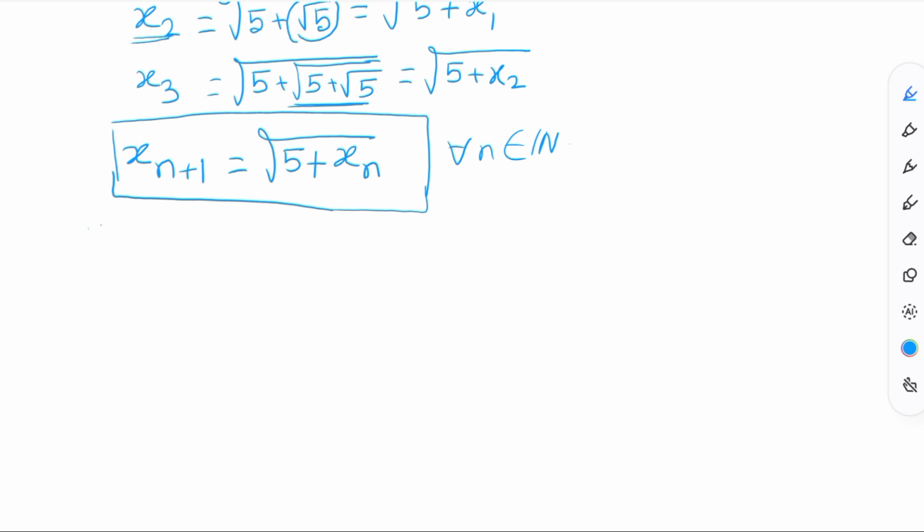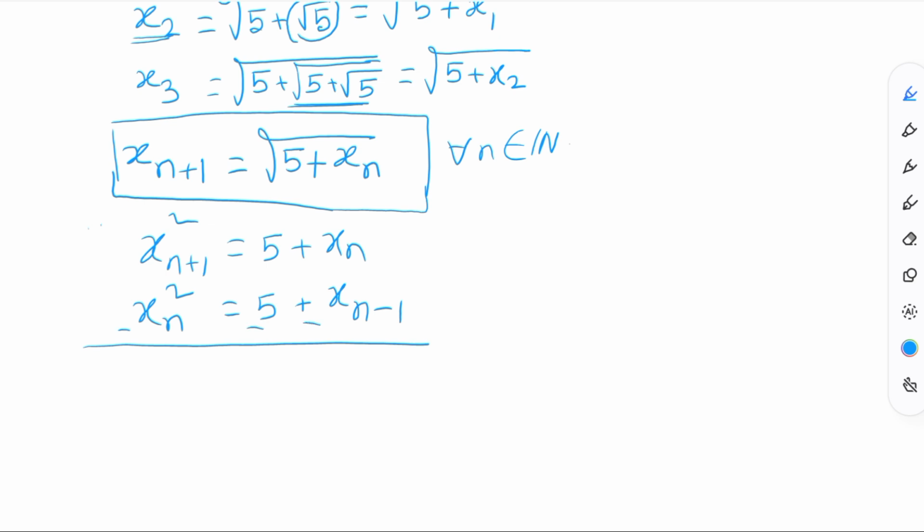So now today I will solve this question using either the third theorem or the fourth theorem. So now students, first I will show the sequence is either increasing or decreasing. How to show? Now students, xn plus 1 equals square root of 5 plus xn. So that means xn plus 1 squared equals 5 plus xn. Similarly, students, xn squared equals 5 plus xn minus 1. Clear everyone? Now subtract these two equations.